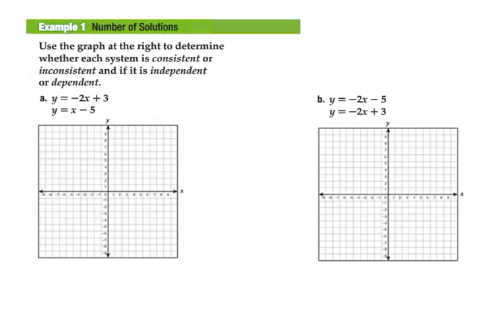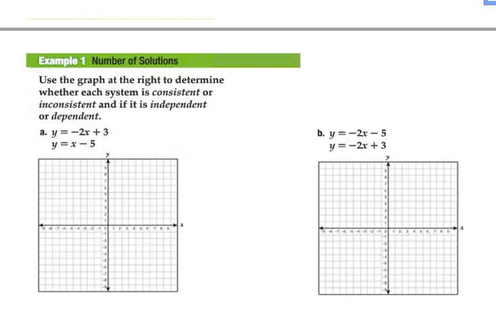So example 1 says we're supposed to use the graph at the right to determine whether each system is consistent or inconsistent and if it's independent or dependent. So back to review of graphing. You'll have to bear with me with this computer, but remember that plus 3 means we have a y-intercept at 3. Slope, I'm going to put over a 1 because I know from that 3 I'm going to go down 2 and to the right 1. And there's my first graph.